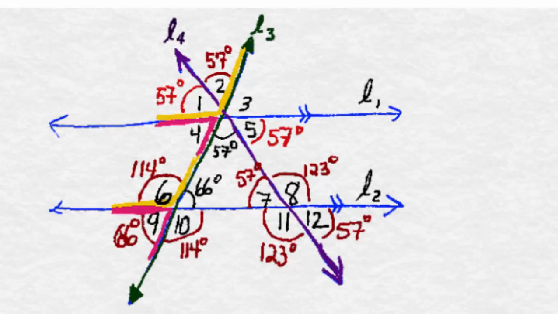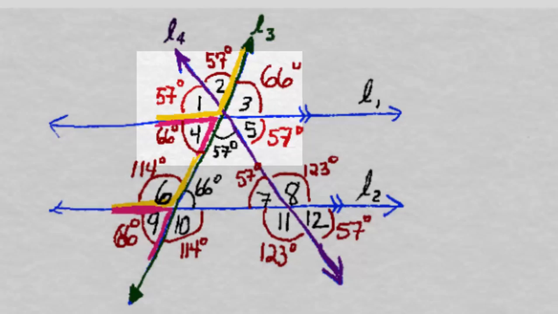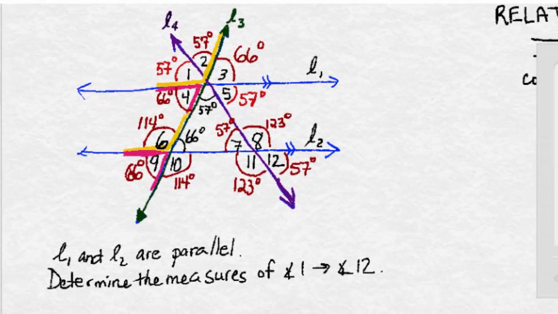Now let's turn our attention to angles 9 and 4, which also are corresponding angles. That means that they're equal. So we know that angle 4 is 66 degrees. Now angle 4 is a vertical angle directly across from angle 3, so they must be equal. So angle 3 must be 66 degrees as well. So we have found all of the angles numbered 1 through 12 on the diagram.